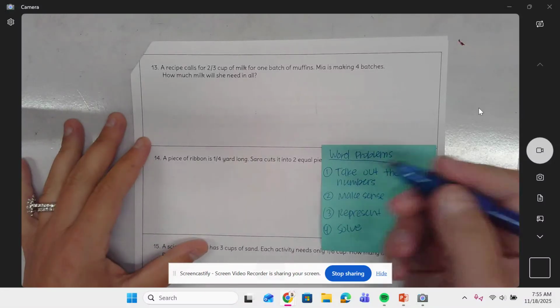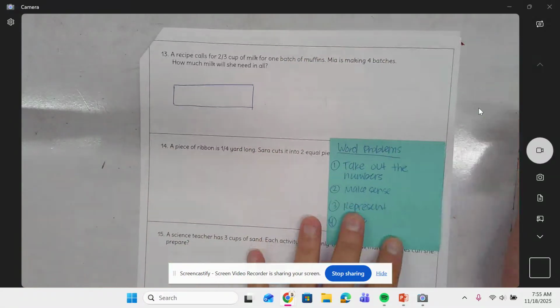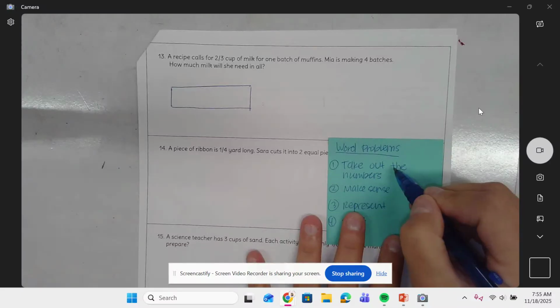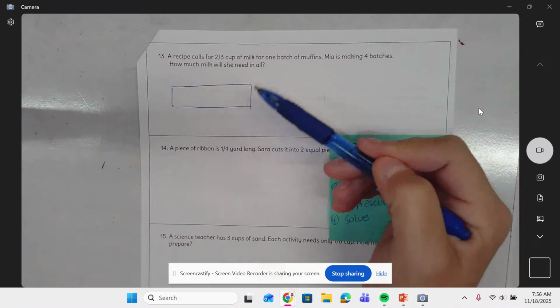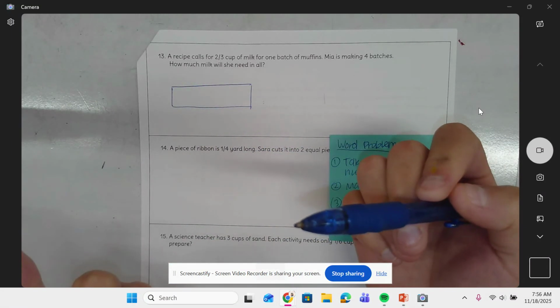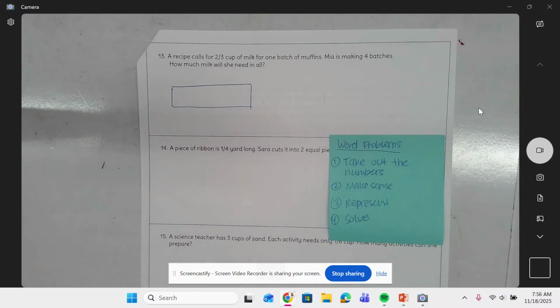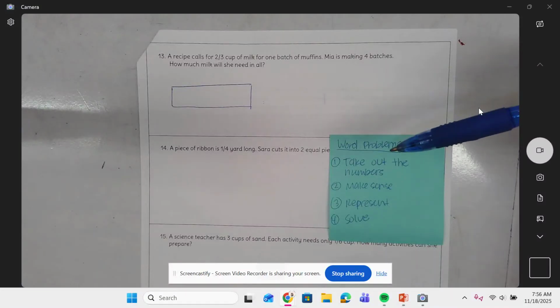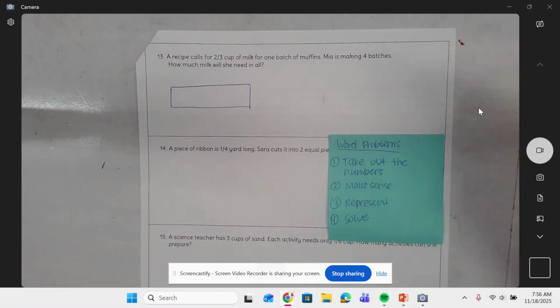So this is where our models come in. And so when we solve word problems, we always go through the same kind of thinking. The first thinking is take out the numbers so that you can make sense of the situation. So like I would say, okay, this is talking about a recipe that needs milk, and it's telling us how much milk is needed for one batch of muffins, but she's making a couple of batches of muffins. And the question is asking, like, how much milk am I going to need? They need to understand and comprehend that situation before they start looking at anything to do with the numbers. So we want to slow them down, and we want them to be thinking about what's actually being represented here.